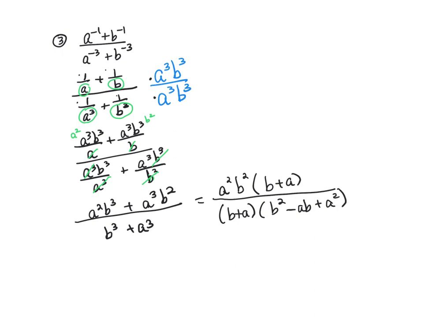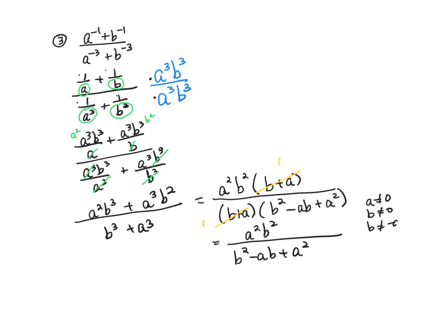And notice that these b plus a's divide through, and we're left with a squared b squared over b squared minus ab plus a squared. Now, it's understood that the restrictions are that a can't be 0, b can't be 0, and b cannot equal negative a, looking at this denominator here. And of course, this piece cannot equal 0 as well.